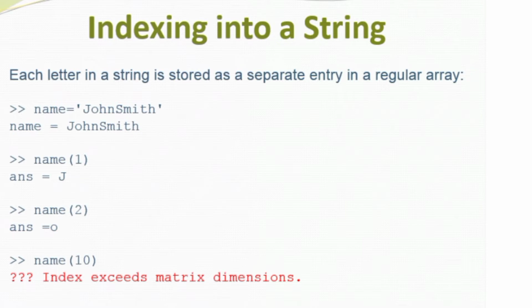Each of those letters is actually stored as a separate entry in an array. So if I would do name parentheses 1, that would pull out the first letter in that string, which in this case is a capital J. If I would do name parentheses 2, that would give me the second letter in the string, which is an O. And if I would do name parentheses 10, there aren't 10 letters in this string, so I would get an index exceeds matrix dimensions. Same thing that would occur if I were working with a vector of numbers.